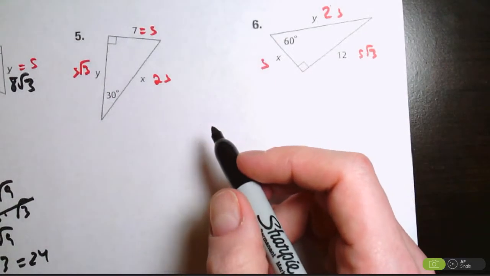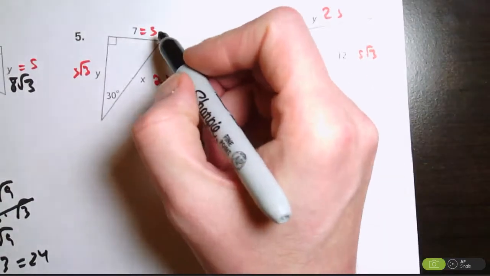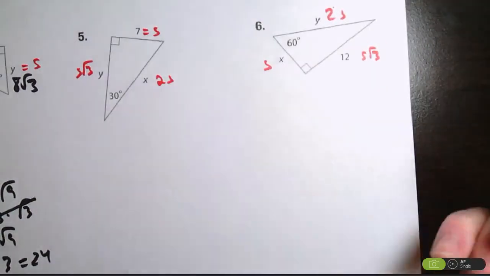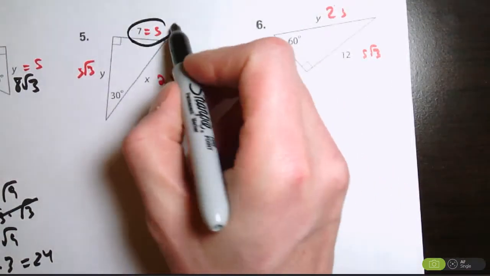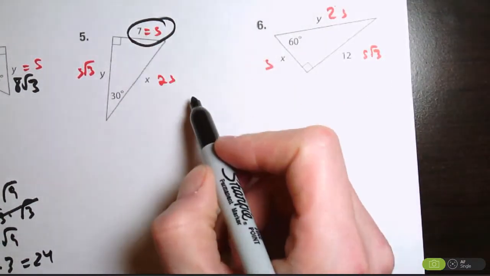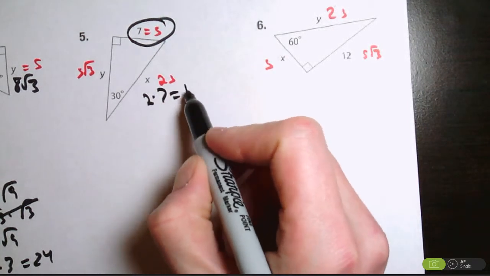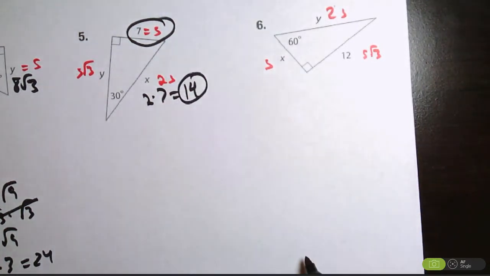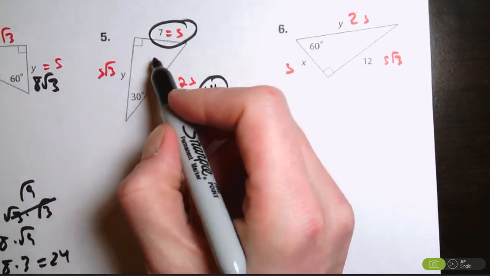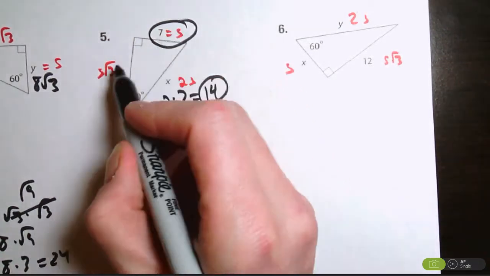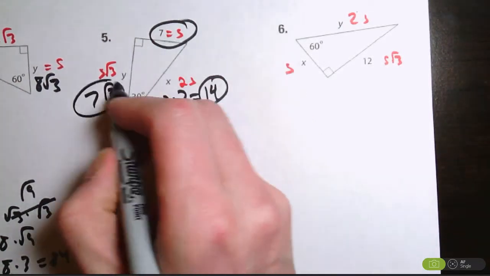Number 5. Okay, number 5. This one's the easiest to get. You know the 30 side, that's always the easiest one because you automatically have s. So to get the hypotenuse, double that. Well, 2 times 7 is 14. And then to get the leg, the 60 side, multiply that by root 3, so just 7 root 3.